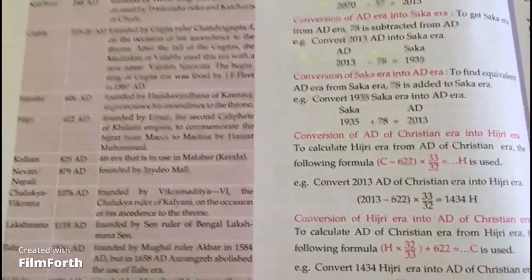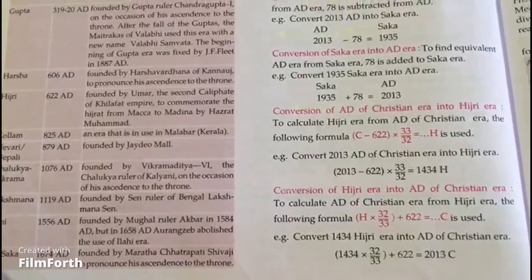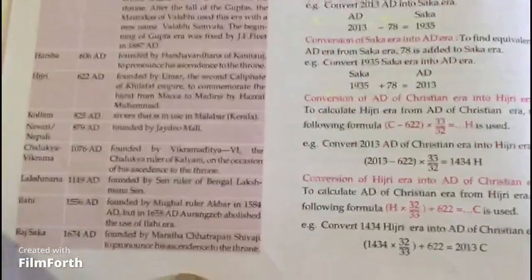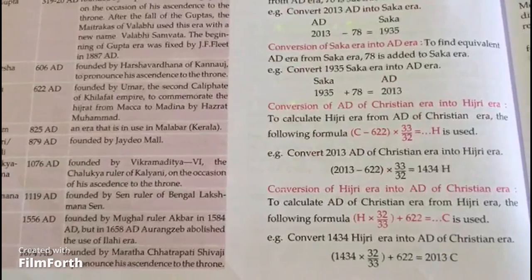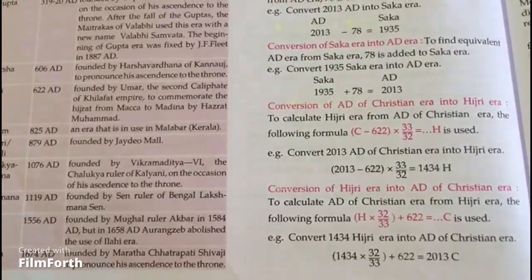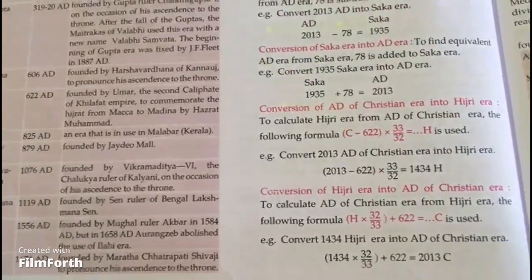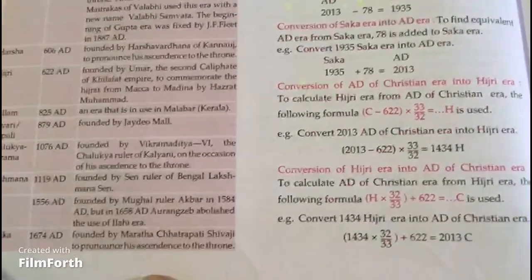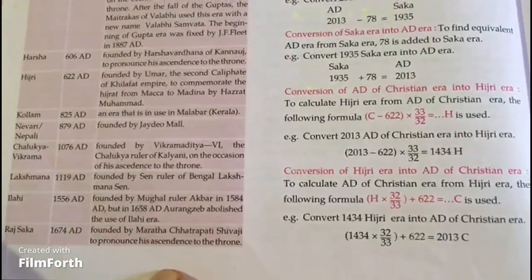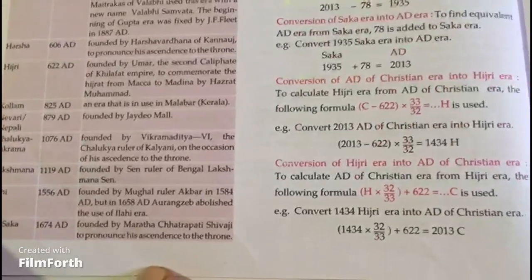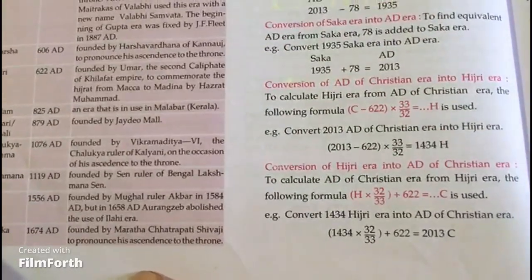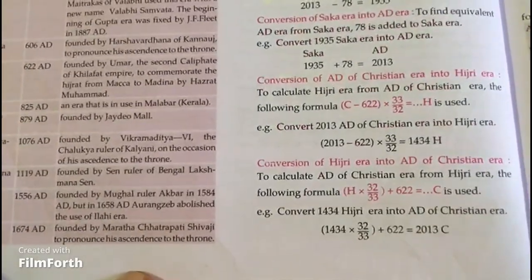Conversion of Hijri era into AD of Christian era. To calculate AD of Christian era from Hijri era, the following formula is used: H into 32 by 33 plus 622 equal to C. So the answer will be 2013 C.